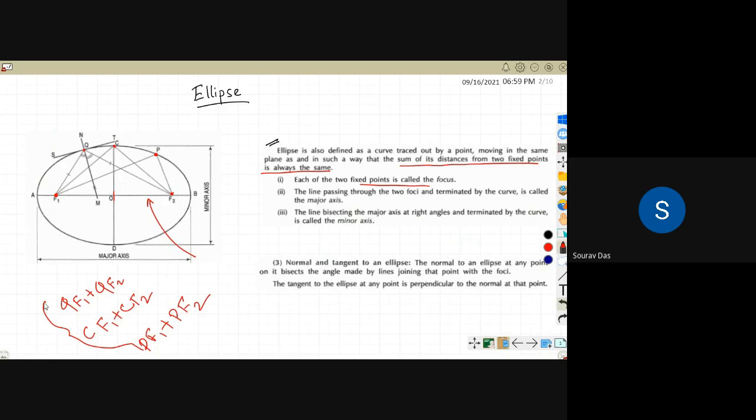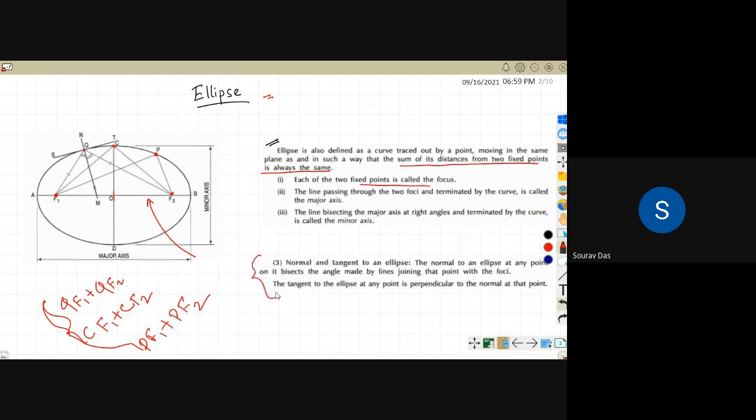This point is very important to remember for an ellipse: for any point, the sum of distances from the two foci is always constant.